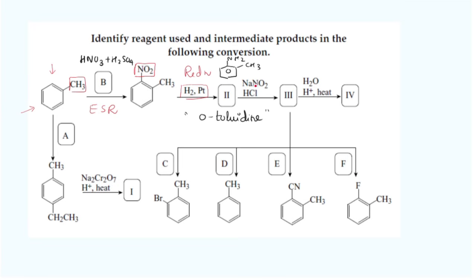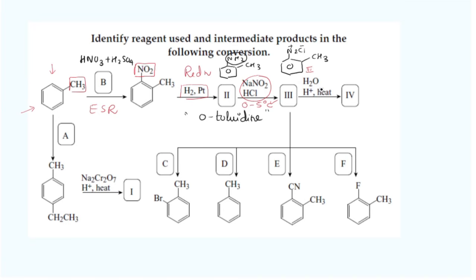The next reaction condition is NaNO2/HCl. See, this goes without saying that the reaction is done at very low temperature, that is 0 to 5 degrees Celsius. Whether it is mentioned or not, it is understood that this is a diazotization. So the NH2 group will undergo diazotization and it's going to form a diazonium salt, N2+ Cl-. What about the methyl? It will remain as it is. So what is this? This is our third product.